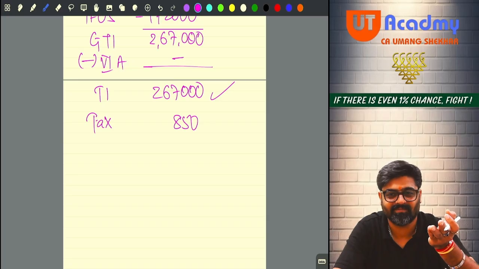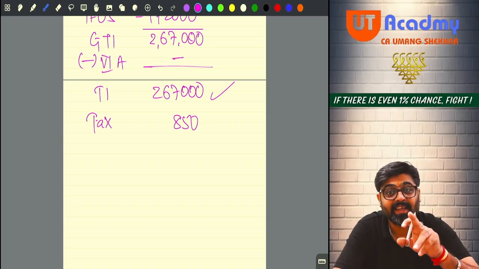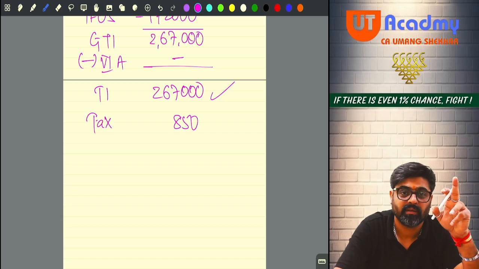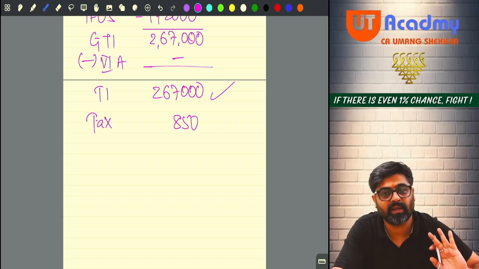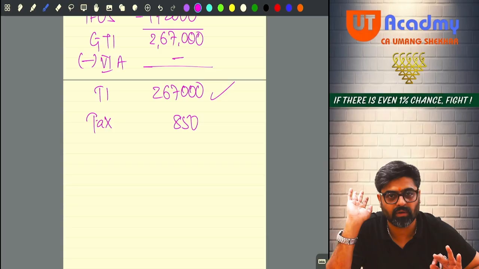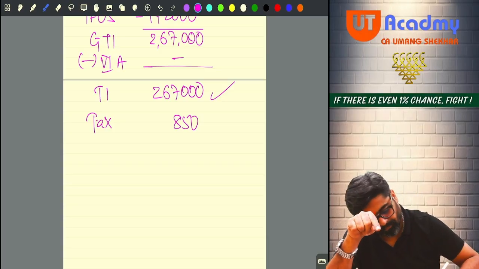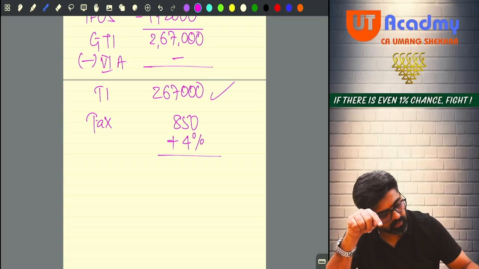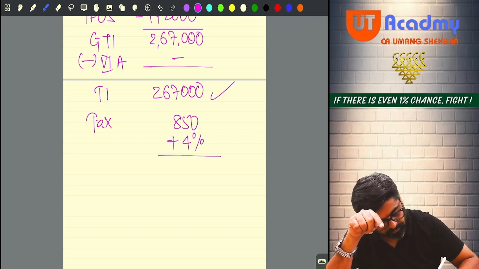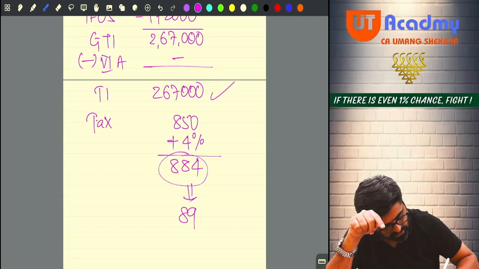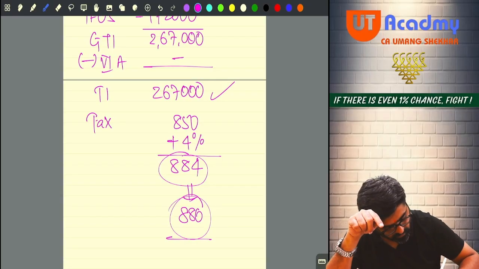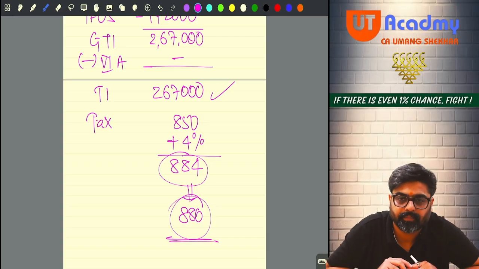So bad. Will you take rebate? Even if the total income is not more than 5 lakhs, still you are not going to get any rebate because you are a non-resident. Yes or no? Now on this you will have to apply 4% cess. 850 into 4%, 34. So it will be 884. Now you will have to round it off to 890. Sorry, 880. This will be your final tax liability.